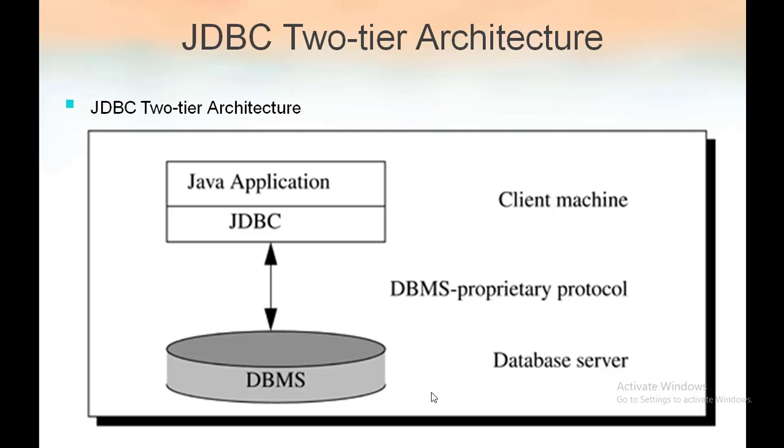JDBC architecture can be divided into two parts. First is two-tier architecture. In two-tier architecture, your Java application and JDBC are both on the client machine and the DBMS system is on another machine, which is your database server. Here we are using the DBMS proprietary protocol as an interface to connect the database management system with the client machine. Two-tier architecture means a direct connection. Your application is directly connected with the database management system, your database server, through the DBMS proprietary protocol.